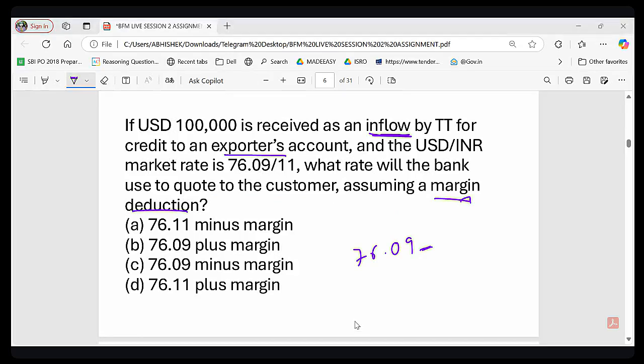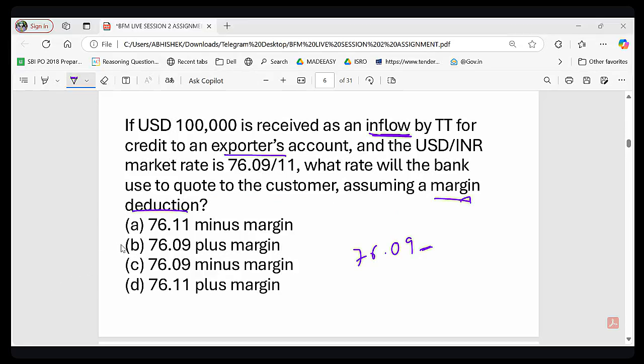Now it is quite easy to understand. Whether A, B, C, or D, what do you think is correct? Take 10 seconds to calculate and share your final answer in the chat. Yes, Jess, very good. Absolutely. Great work. The correct answer is option number C, 76.09 minus margin, which matches option number C.